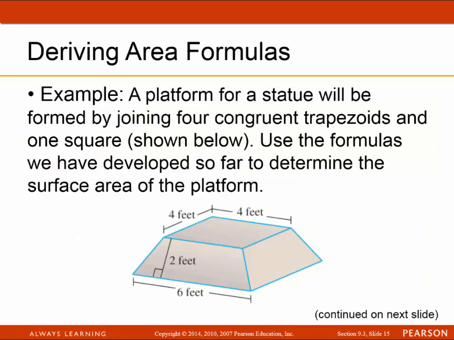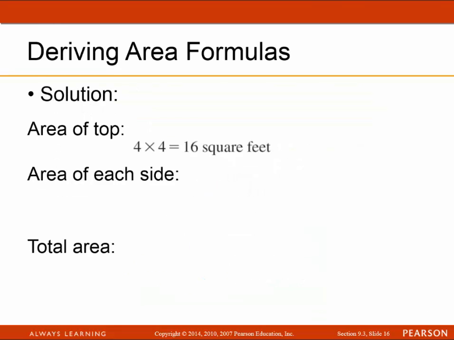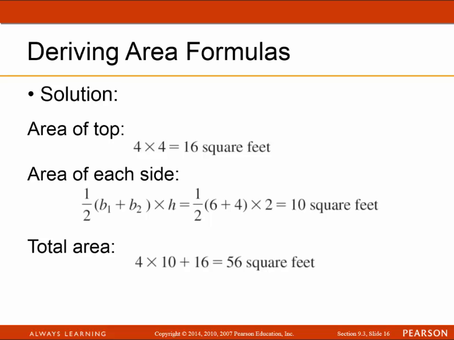So here's an example. A platform for a statue will be formed by joining 4 congruent trapezoids and 1 square. Use the formulas we have developed so far to determine the surface area of the platform. So the first thing is that the area for the top is going to be 4 times 4, which is 16 square feet. And then the area of the sides will be 1/2 the sum of the bases times the height, which comes out to 10 square feet. So then the total area is going to be 4 times 10 plus 16, which is 56 square feet.